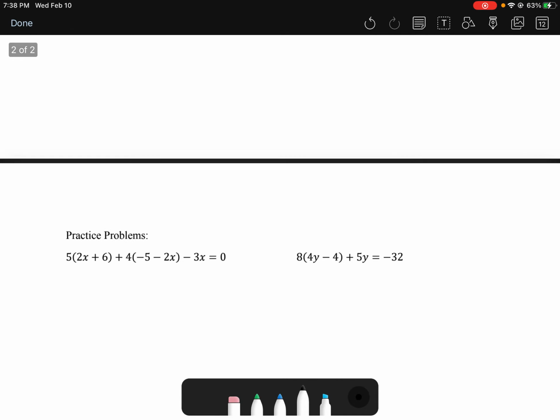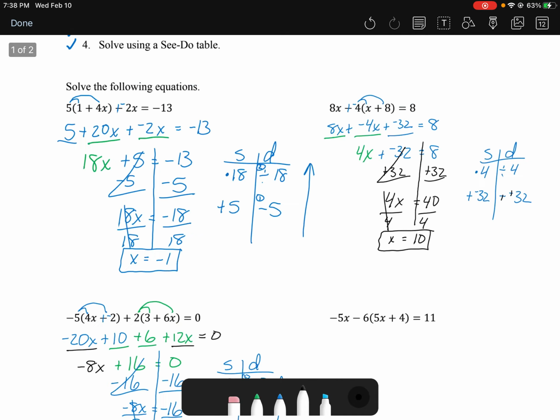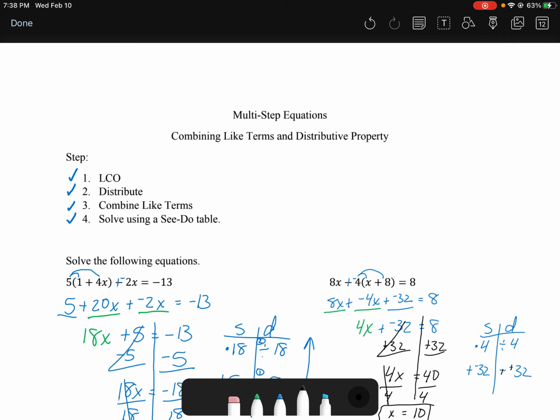Okay, so you have 1, 2, 3, 4 problems left on this page. We'll go over them when we see each other in class again. If you have any questions, please let me know.